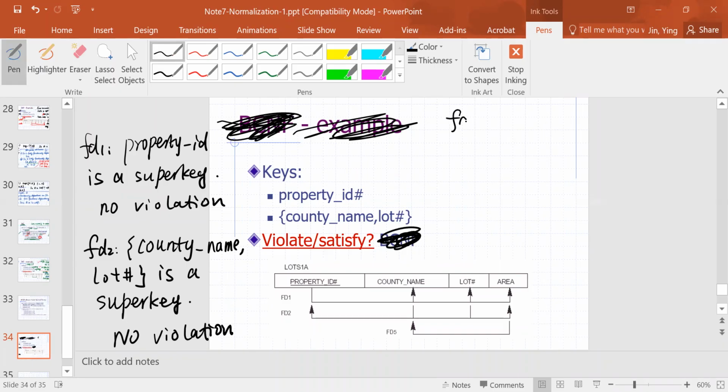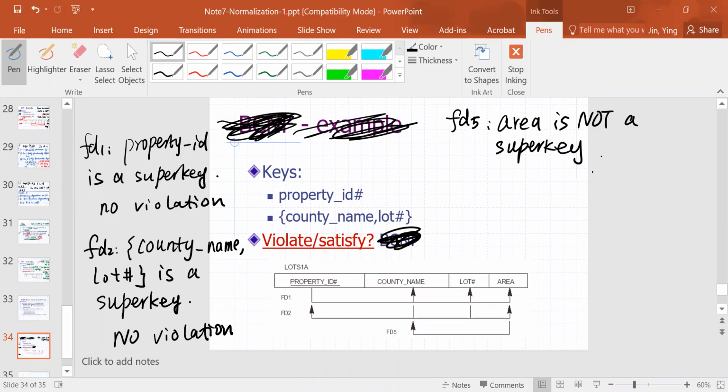Okay, so let's see the last one, FD5. Okay, and this left-hand set is not a super key. So we know that because this one does not contain the keys, right? Also, when we calculate the closure of this, I only have 2 attributes instead of 4, so that's why this is not a super key.